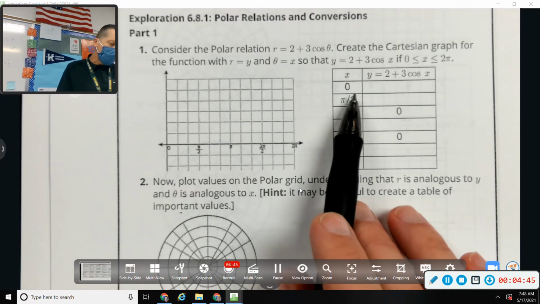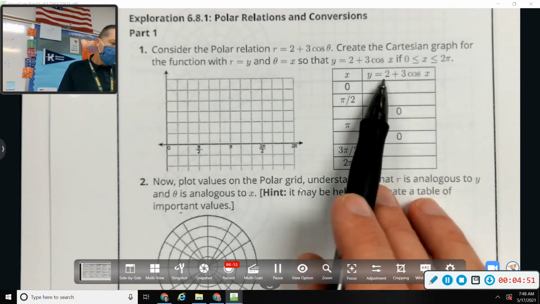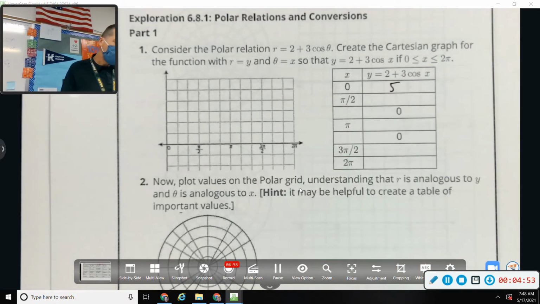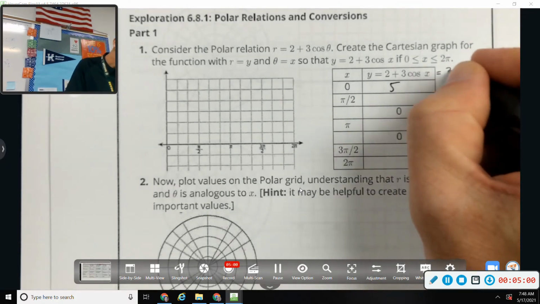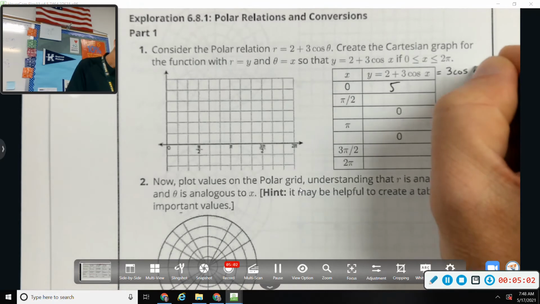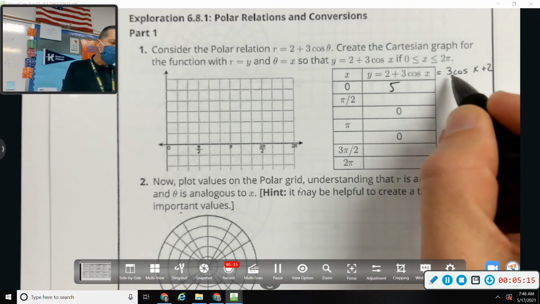All right, so if x is 0, cosine of 0 is 1, and 2 plus 3 is 5. Or, you know what, maybe even easier, instead of going point by point, we know what that graph looks like. We know what cosine looks like. All of you described what A, B, and C do. So this graph is up 2, has an amplitude of 3.